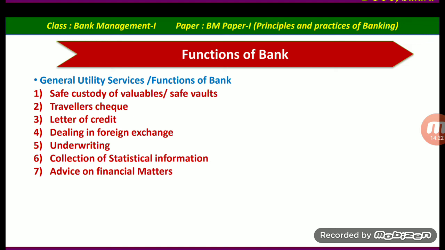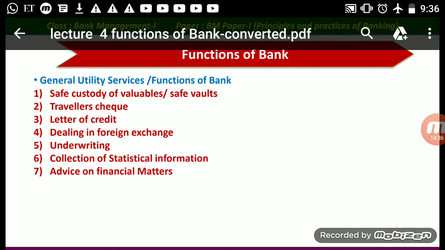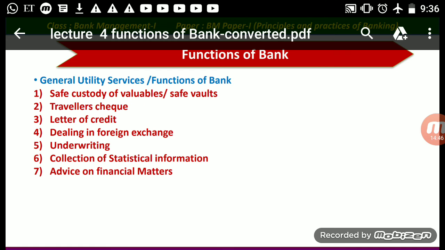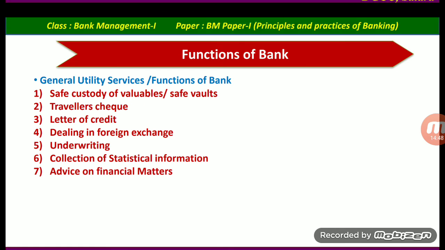Bank allots a safe locker to the customers. The bank charges an annual rent for lockers. The rent of the vault depends on the size and type of locker. So they allot a separate locker to the customer for safekeeping. It is called safe vaults. We have discussed it in the evolution of banking also.